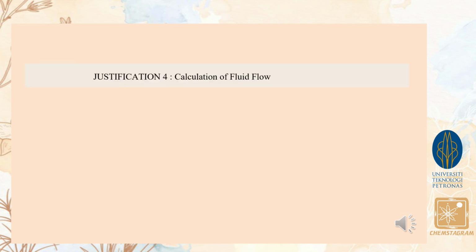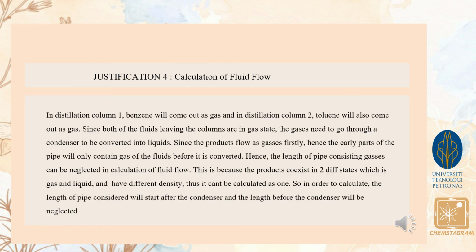The fourth justification is calculation of fluid flow. In distillation column 1, benzene will come out as gas, and in distillation column 2, toluene will also come out as gas. Since both of the fluids leaving the columns are in a gas state, the gases need to go through a condenser to be converted into liquids. Since the products flow as gases firstly, hence the early parts of the pipe will only contain gas of the fluids before it is converted. Hence, the length of pipe consisting gases can be neglected in calculation of fluid flow.